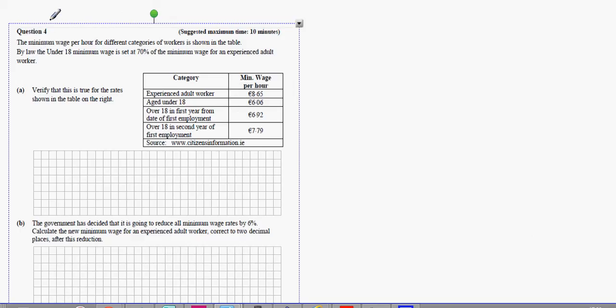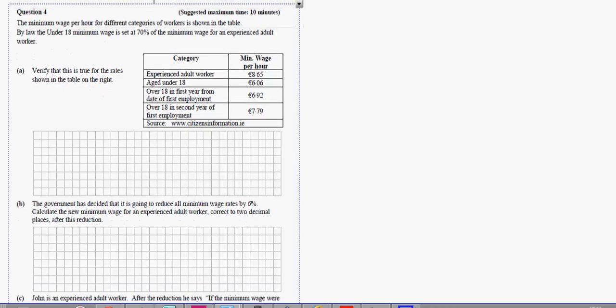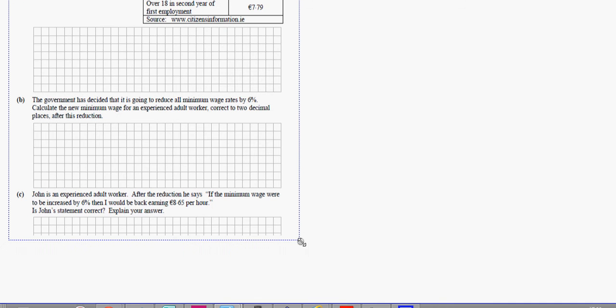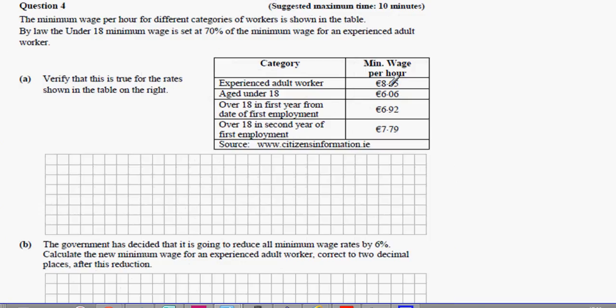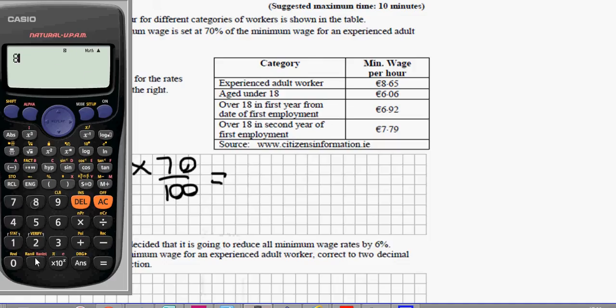Now, the minimum wage per hour for different categories of worker is shown on the table. By law, under 18 minimum wage is set at 70% of minimum wage for an experienced adult worker. Verify that this is true for the rates shown on the table on the right. Okay, so let's find out. An experienced adult worker makes €8.65 per hour. If I multiply that by 70%, which is 70 over 100, because they should only make 70% of what the adult earns, what we get here is 6.055.